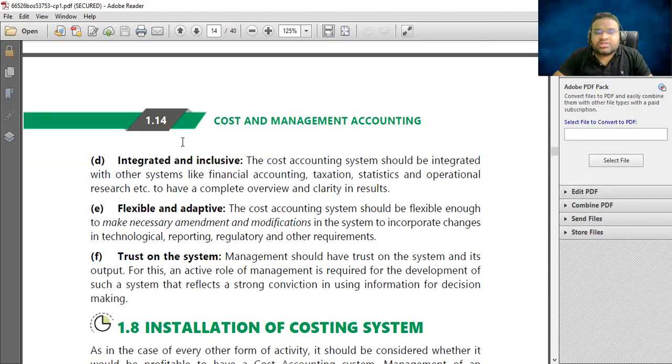Flexible and adaptive. So if there is any amendment, I need to be able to make changes easily. And trust in the system. Management should have trust in the system and its output. Whatever data I get from this cost accounting system, management should be able to trust it.